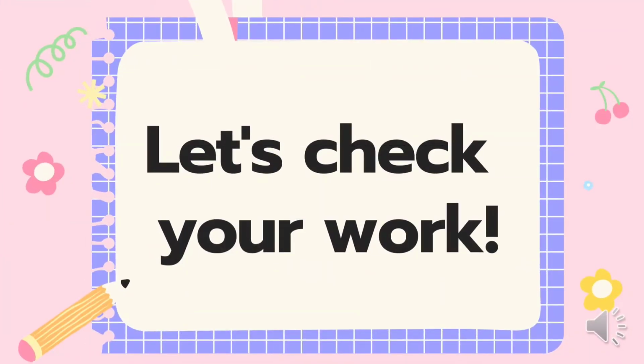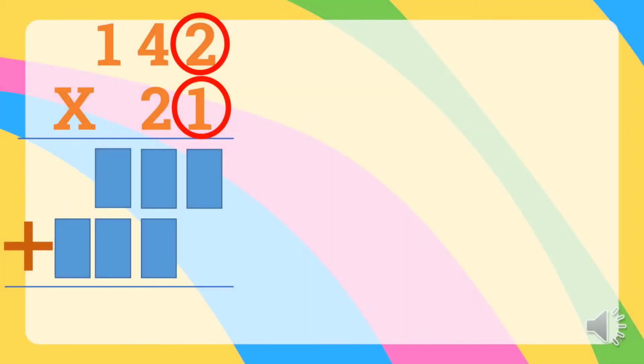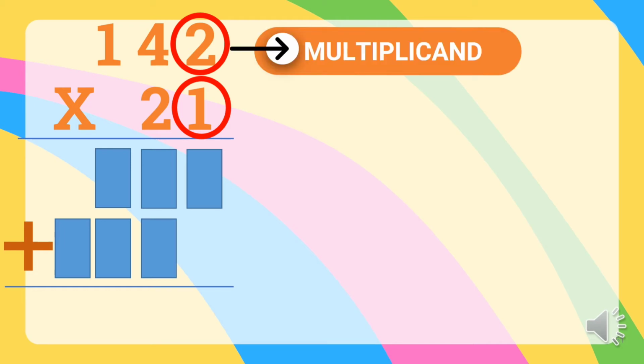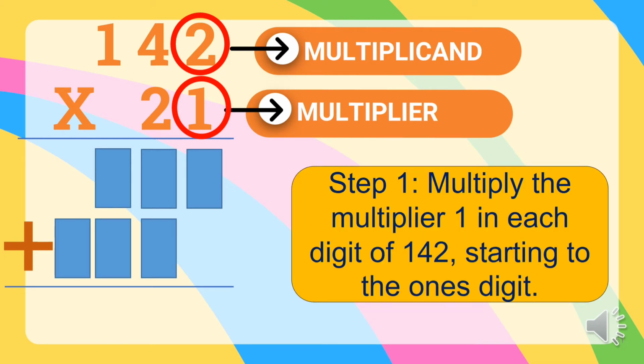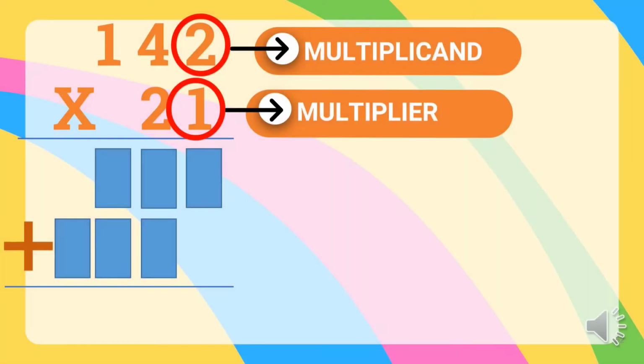Check your work. So 142 times 21 is equal to, first, 142 is the multiplicand, while 21 is the multiplier. Step 1 is to multiply the multiplier 1 by each digit of 142, starting with the ones digit.